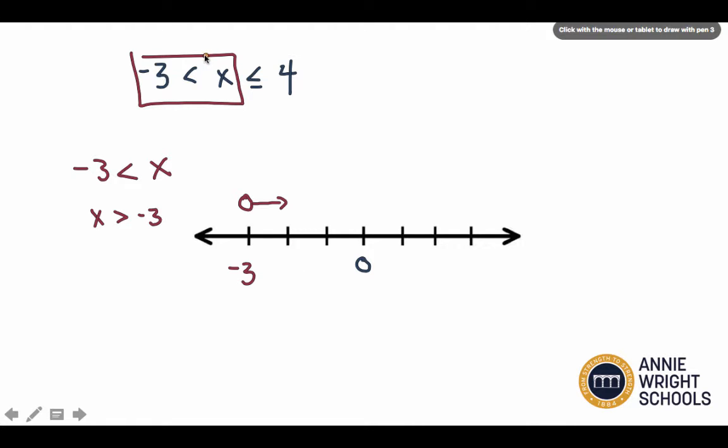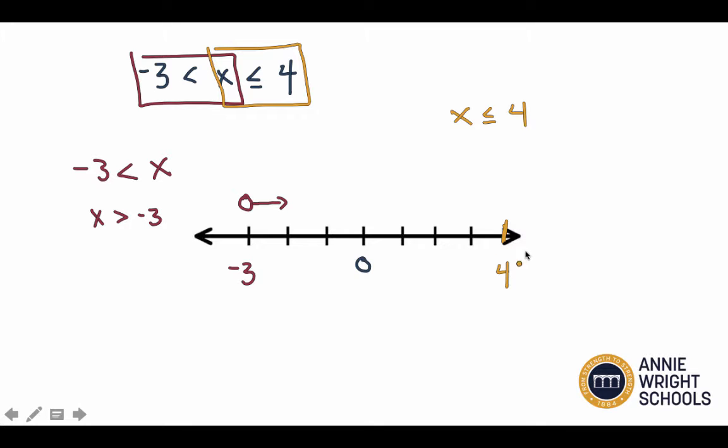Now I'm going to look at this other half of the inequality. This says X is less than or equal to 4. So 1, 2, 3, 4 is right here. I'm going to put a closed dot at 4, and I'm going to go this way. So now it's all these values in between.